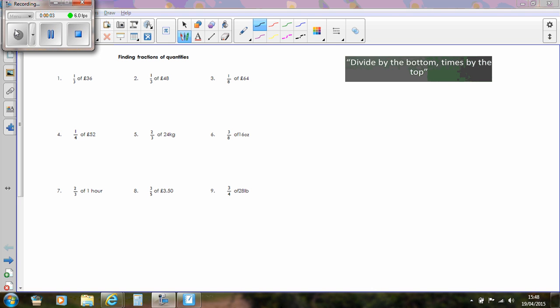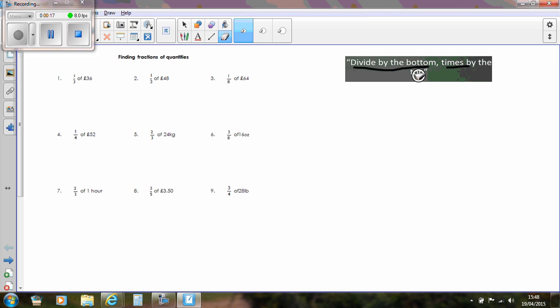Finding fractions of quantities is really easy once you know how to do them. What you need to remember is that with fractions, you always divide by the bottom and times by the top. So if we have a look at this one here, we want a third of £36.